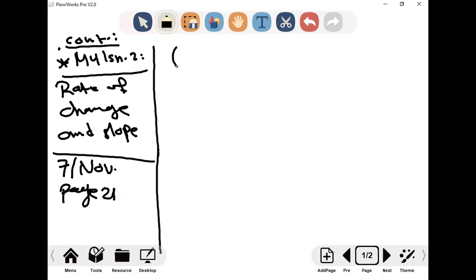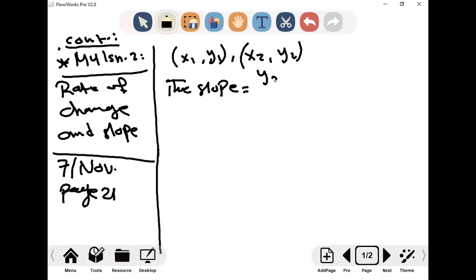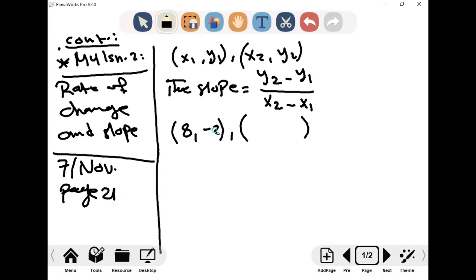We said if you have 2 points, and I will call them x1, y1, x2, y2, we can find something, we call it the slope. The slope equals y2 minus y1 over x2 minus x1. For example, if we have these 2 points, 8 with -2, 9 with -7, and we want to find the slope of the line which passes through these points.